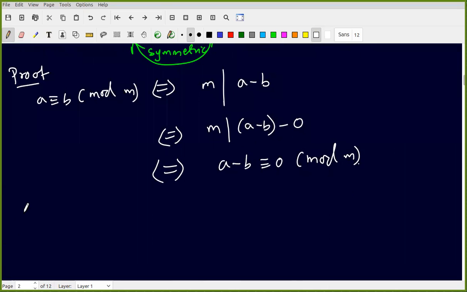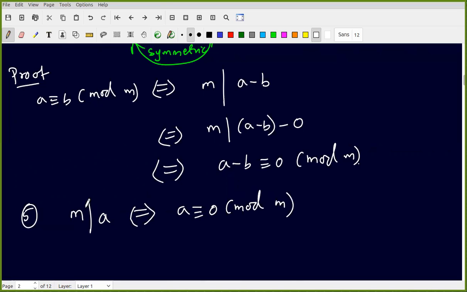As a consequence of this property, M divides A if and only if A is congruent to 0 modulo M. So if a number is a multiple of M, it is congruent to 0. That's the property.